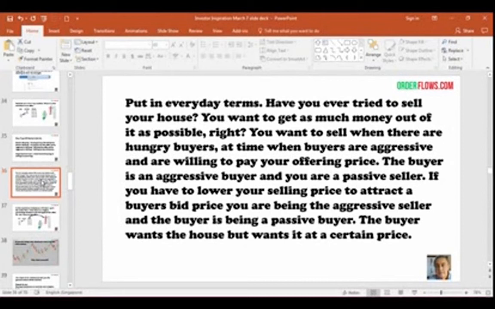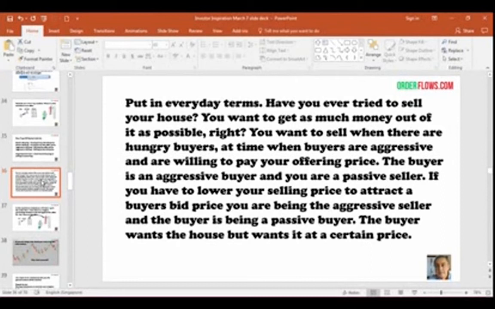Okay, so you put it out there on the market. You want to sell it for $500,000. That's the offer price. Of course, you want to do it when there's hungry buyers, when buyers are aggressive and are willing to pay your offer price. Because if the buyer buys it at your offer price, he's the aggressive buyer, he's paying the market price, and you are the passive seller.